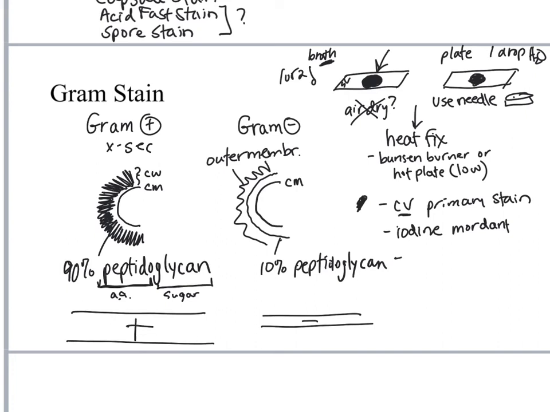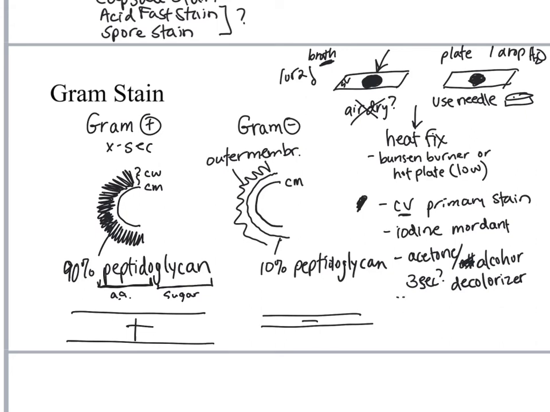The next step is probably the most difficult, the one you need to pay most attention to. That's a decolorization step. You're going to add acetone that's dissolved in alcohol. Again, that's a decolorizer. You're only going to leave that on for a few seconds, like maybe 3 seconds, maybe a little bit longer if you thought you had a ton of cells on there. Then rinse it off.